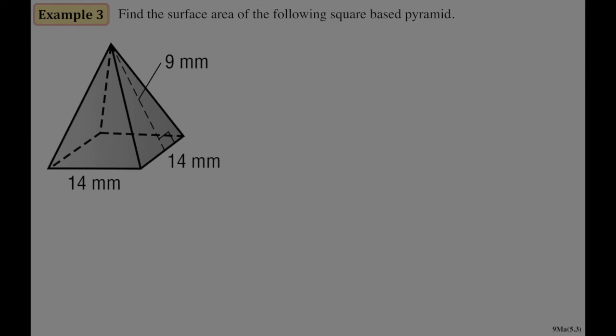So let's try example number 3 now. With example number 3, we have to find the surface area of a square-based pyramid. Well, it's telling us that the bottom of the pyramid is a square. So let's go about this process. Now, if I look at the bottom of the pyramid, and I've shaded it in a sort of a pinky type colour, there's my square on the bottom, and the area of a square I know is the side length squared, 14 times 14, or 14 squared, which is 196 millimetres squared for the area of my square base.